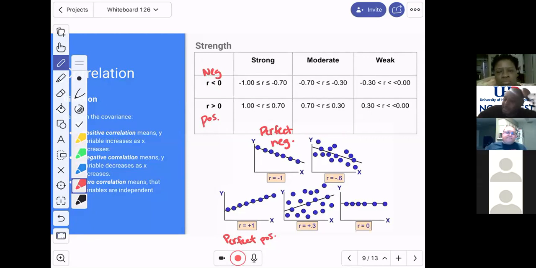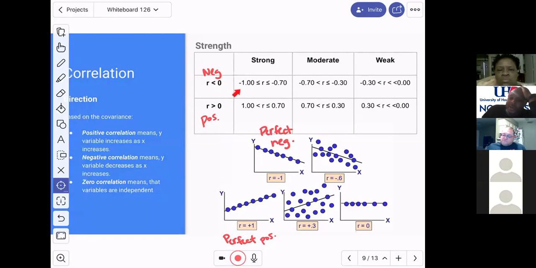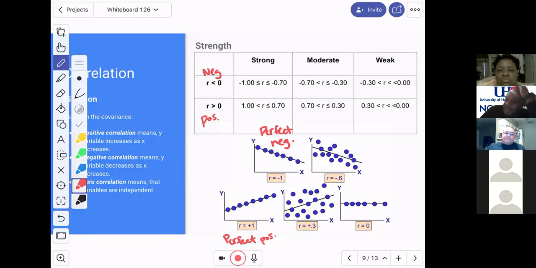Everybody got that? When R is in between -1 and -0.7, we call it strong negative. When R is in between 1 and positive 0.7, we call it strong. I wrote these backwards, by the way. I should write the bottoms the other way. The top ones are okay. I don't know what I was thinking. I probably just copied and pasted. It should be written like this. When R is in between 0.7 and 1, it's strong.